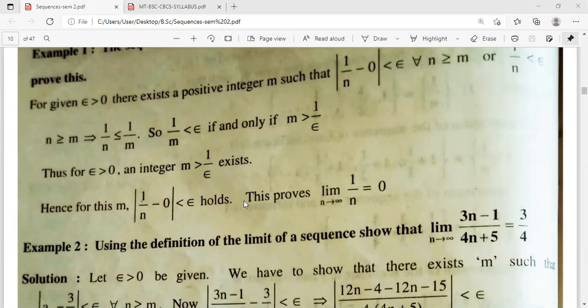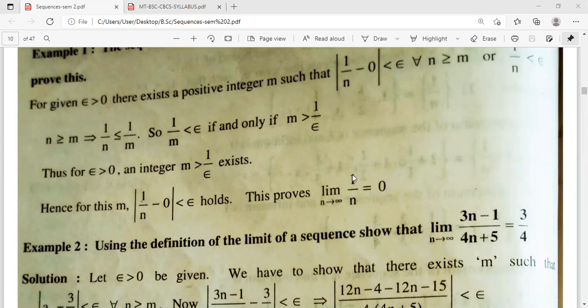Now for epsilon greater than 0, you can choose an integer m greater than 1 by epsilon. Nothing more is there; you keep n on one side and the remaining on the other side. Here you see, n on one side, you get 1 by n less than 1 by m less than epsilon. Here also the same definition you are writing. By using the definition, as I already told you, whenever modulus of a_n minus L less than epsilon, you can write the limit of a_n as n tends to infinity equals L. Here a_n equal to 1 by n and L equal to 0. That's why you write the limit of a_n as n tends to infinity equals L.